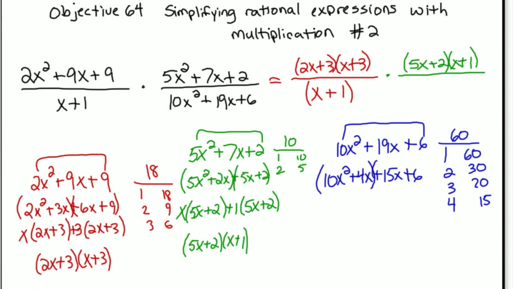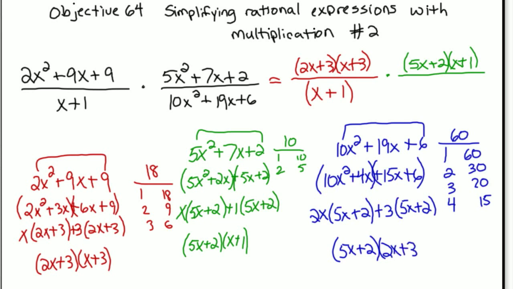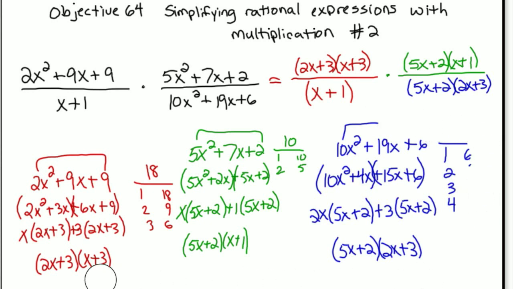I'll create groups around this. In the first group, I can pull out a 2x and be left with 5x plus 2. In the second group, I can pull out a 3 and be left with 5x plus 2. So we'll have 5x plus 2 times 2x plus 3. Now I need to make a little bit of space for us here so we can finish the problem.